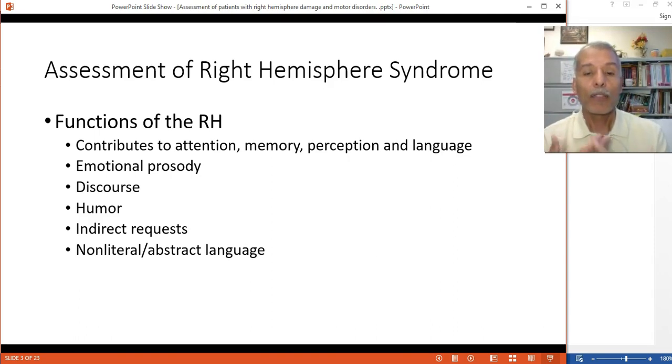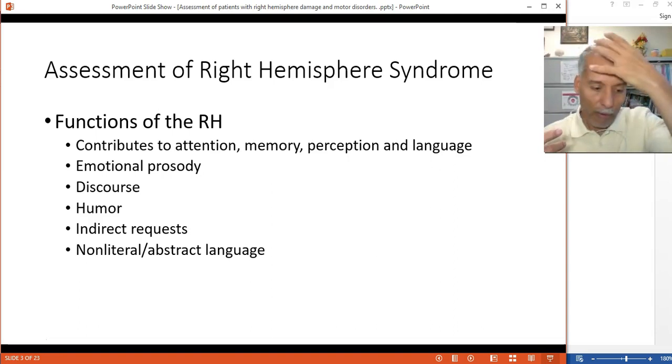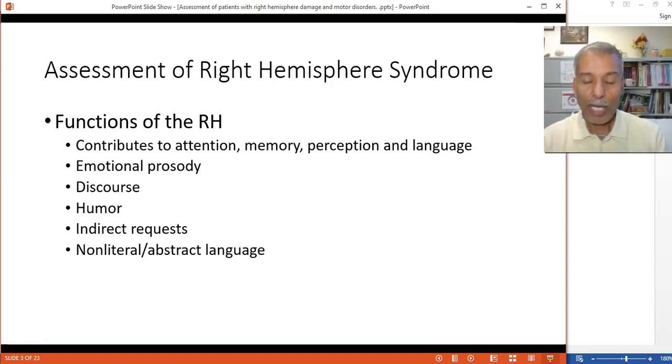And this is why when someone has a car accident where the frontal part of the brain is affected, that is going to cause significant attention and significant working memory problems, because working memory is also a function of the frontal lobe of the brain, especially left and right.